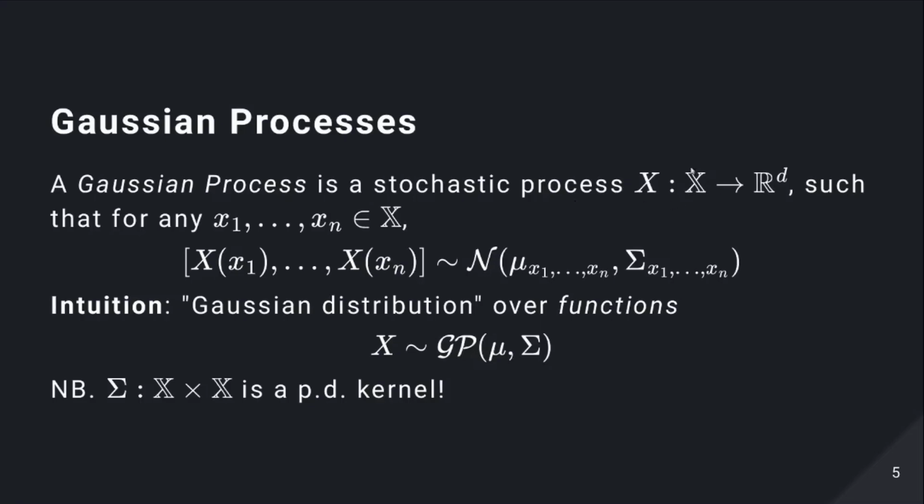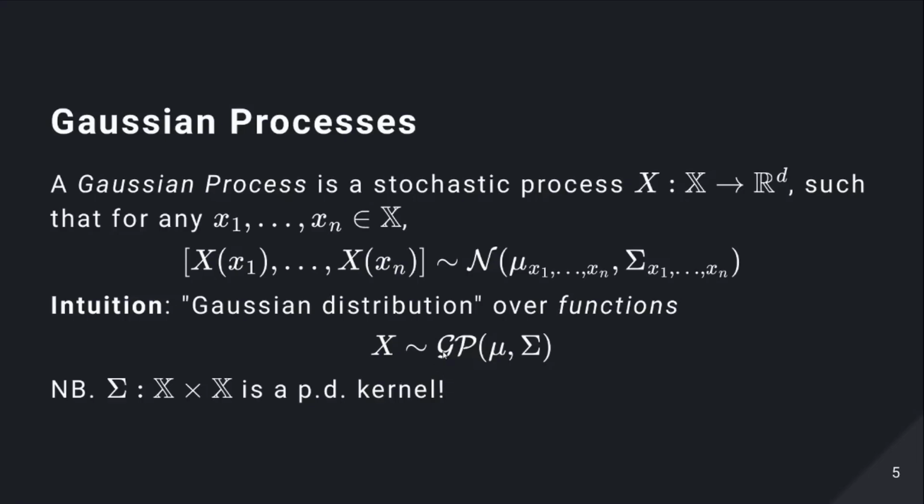Say X from some arbitrary space to, let's say, the real numbers of dimension d, such that for any finite number of points I can sample in my space, x1 to xn, if I form the vector of big X evaluated at all these points, this just follows a multivariate normal distribution with some mean mu which depends on these points and some covariance matrix sigma that depends also on these points. And you can think that a Gaussian process is basically like a Gaussian distribution but over some function space.